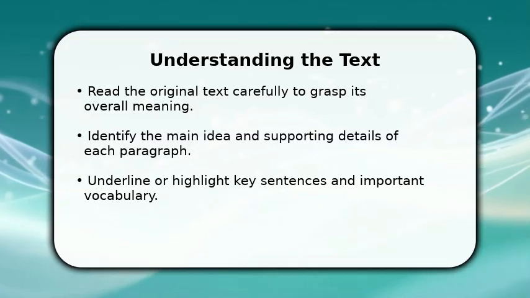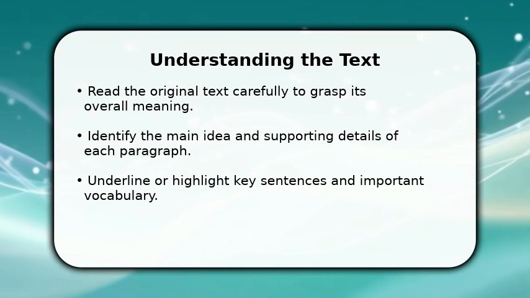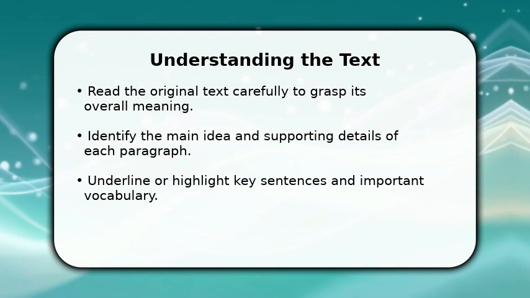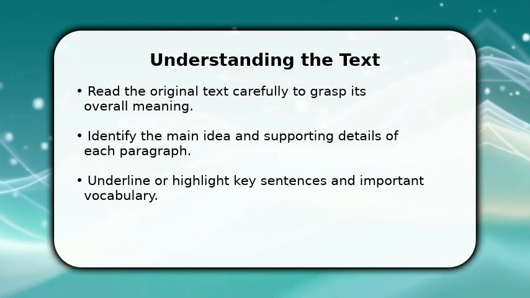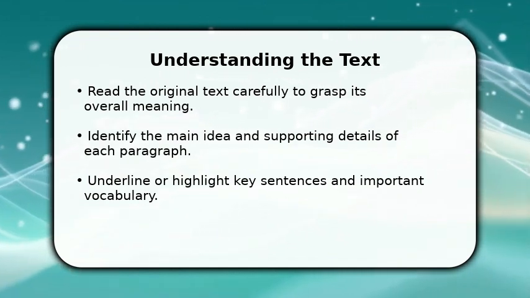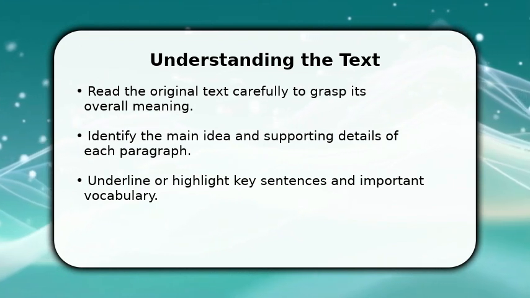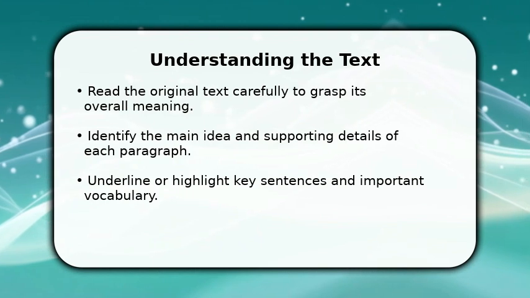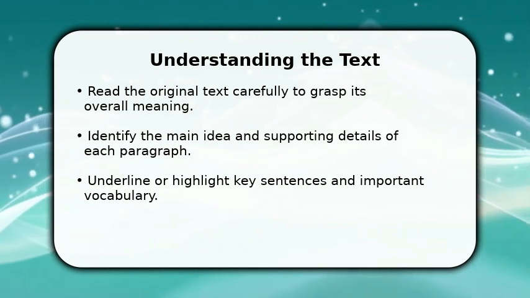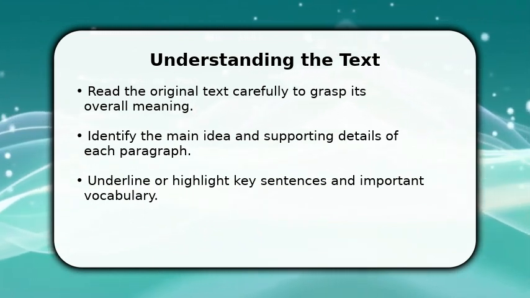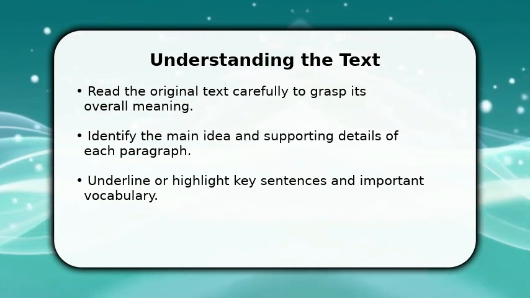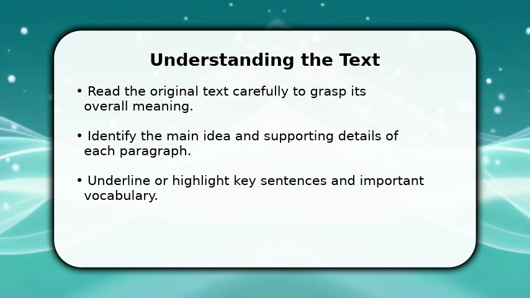In this video, I will explain how to make a summary in English class. First, begin by reading the original text thoroughly, perhaps 2 or 3 times, to fully understand its core message. As you read, actively identify the main idea of each paragraph and note down any crucial supporting details. Highlighting key sentences or important vocabulary can be very helpful. This initial step ensures you grasp the author's purpose and central argument before writing.